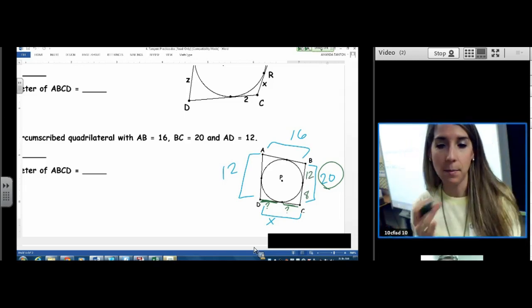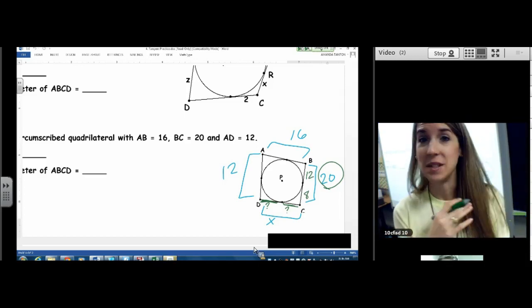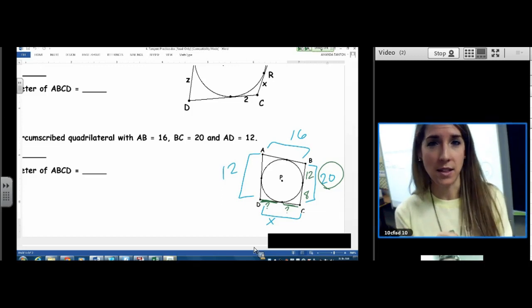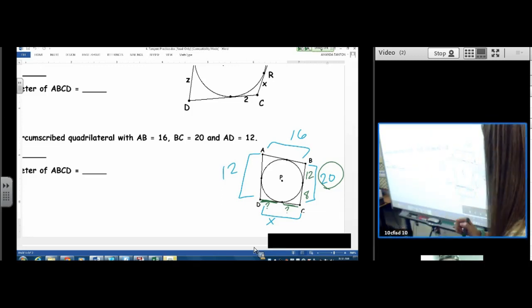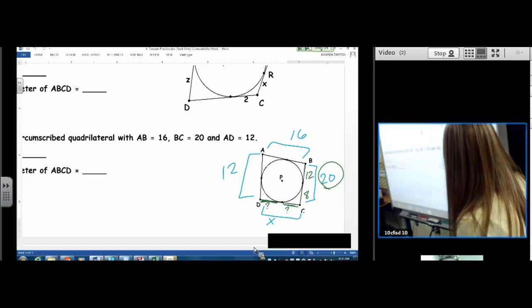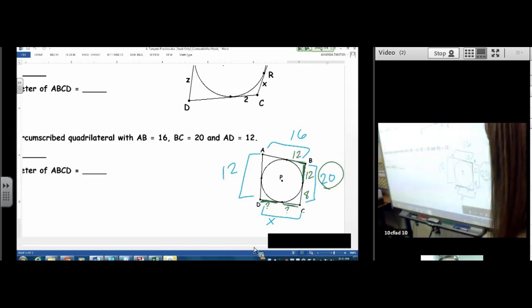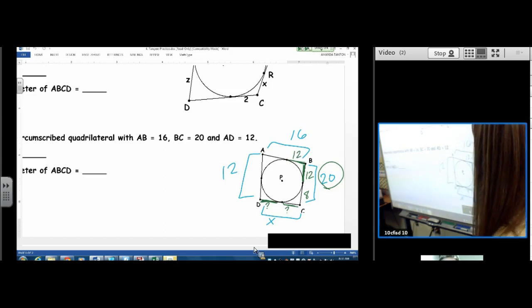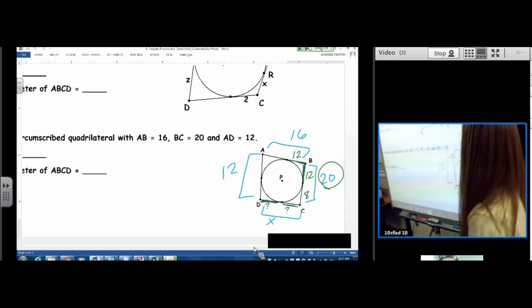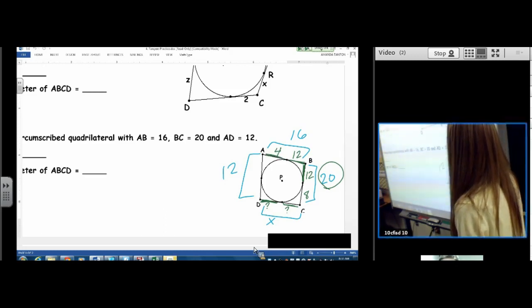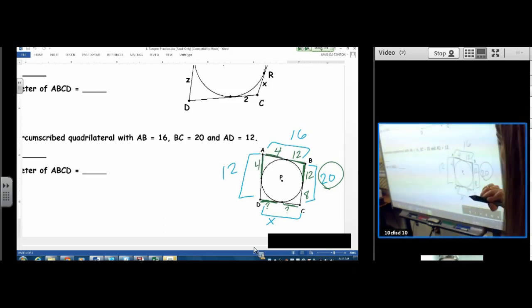Do you agree that 8 plus 12 is 20? I just made that up. But the cool thing is, whatever you make up, you're going to end up with the same answer. Now we're going to use the ice cream postulate. If this segment is 12 and this tangent segment is 12, then AB is 16, so 16 minus 12 would make this 4, and if this is tangent and this is tangent, then that one's 4.